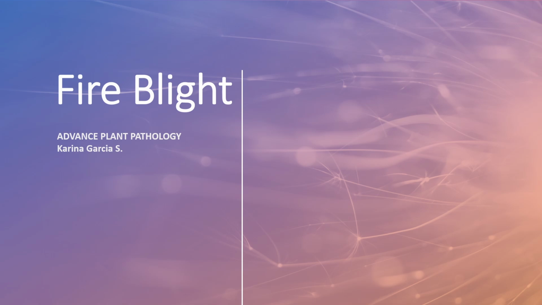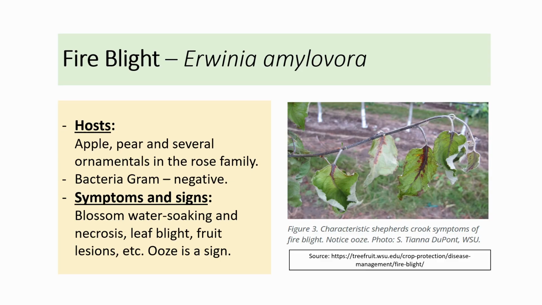Hello guys, today I'll talk about a disease called fire blight. This disease is caused by a bacteria called Erwinia amylovora. This bacteria is a gram-negative bacteria and their hosts are apple trees, pears, and several ornamentals in the rose family.